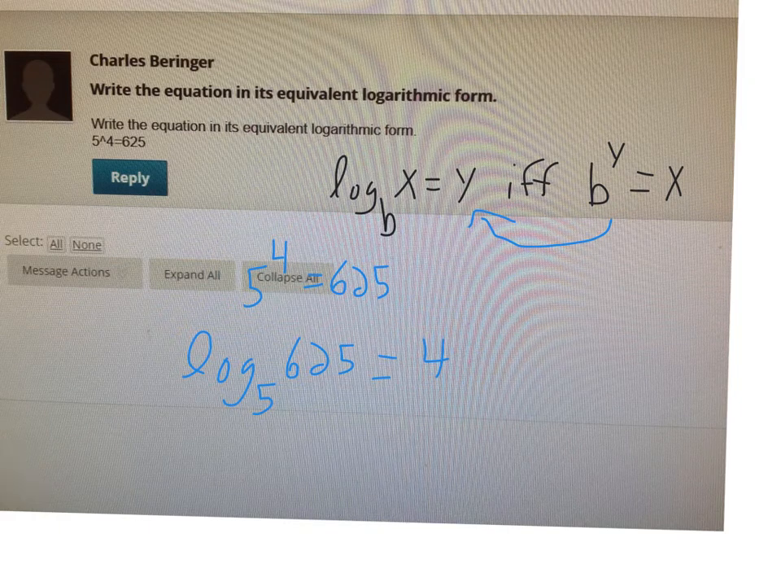So I saw your question on the discussion board. You want to write this in its equivalent logarithmic form. So you have to use the definition of log.